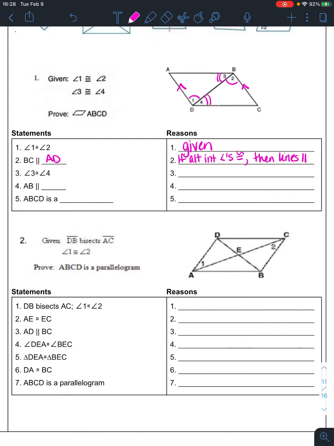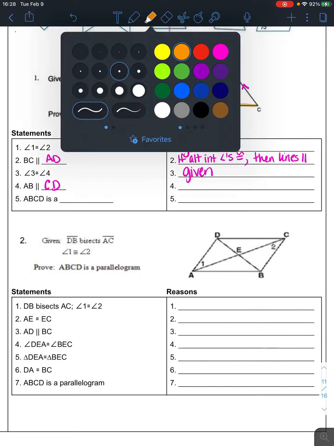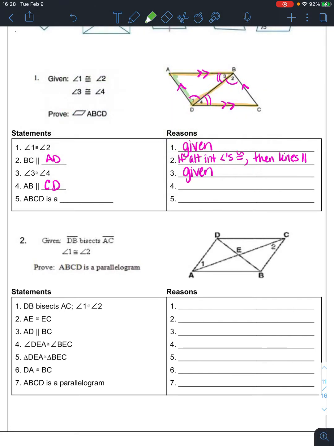Then we know that angle 3 is congruent to angle 4. If angle 3 is congruent to angle 4, because that's given, that's why we know that, then AB must be parallel to CD. It causes that Z, right? We can see this Z right here. And then earlier with that other one, we had this Z right here. So again, if alternate interior angles are congruent, then lines are parallel.